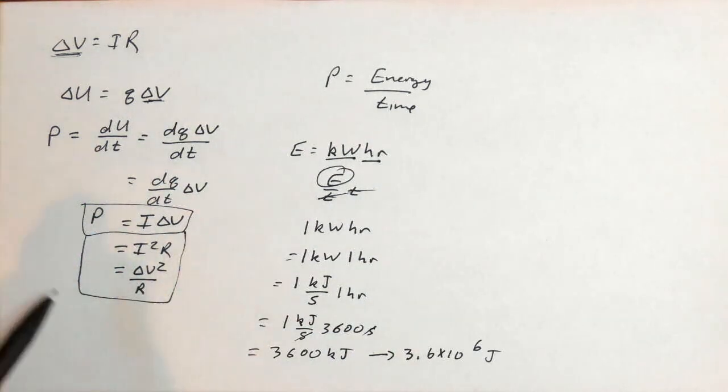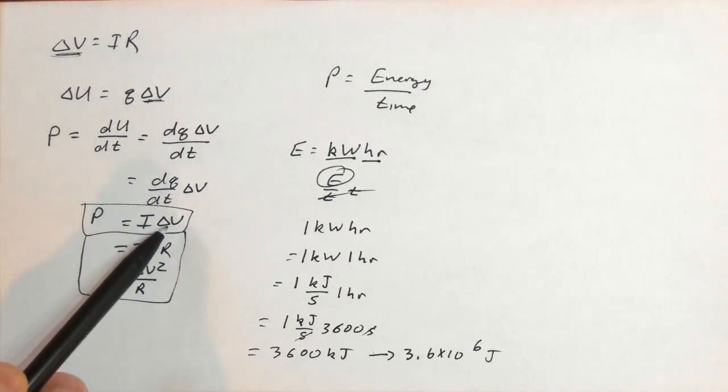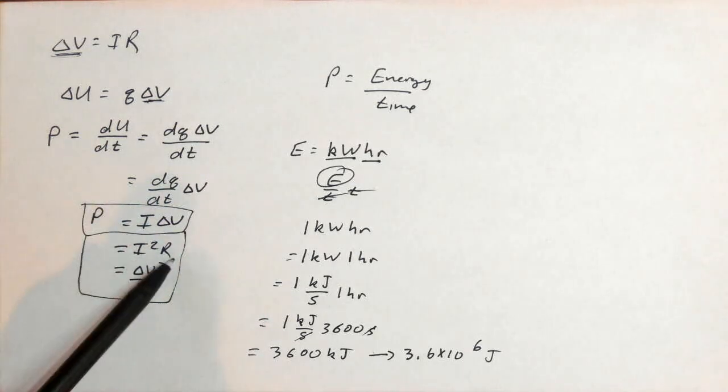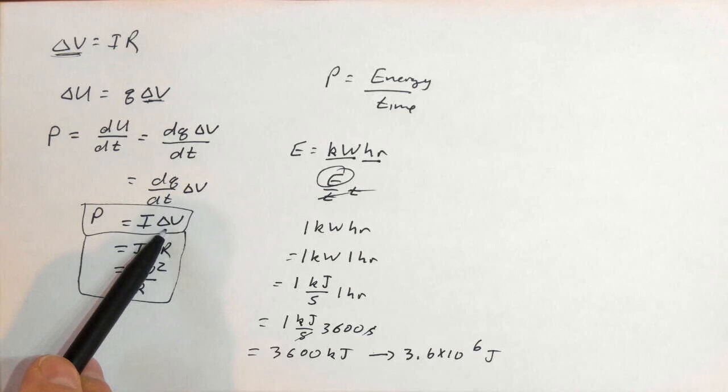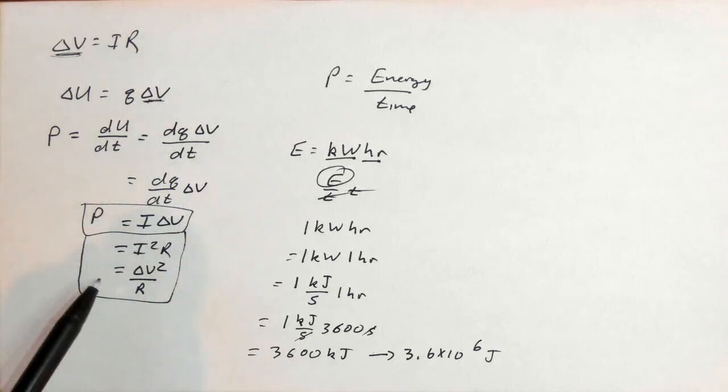But this is the idea of power. It's proportional to current and voltage, or current squared and resistance, or potential squared and resistance. This is the power provided by a power source, or it's the power dissipated by a resistive source, a load.